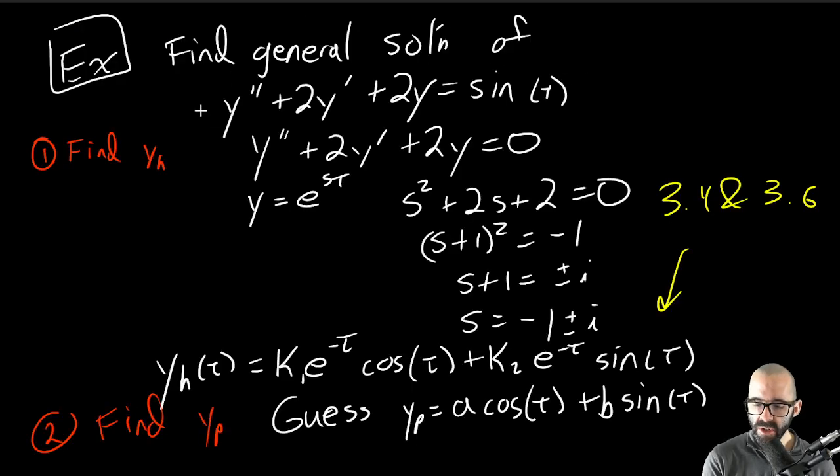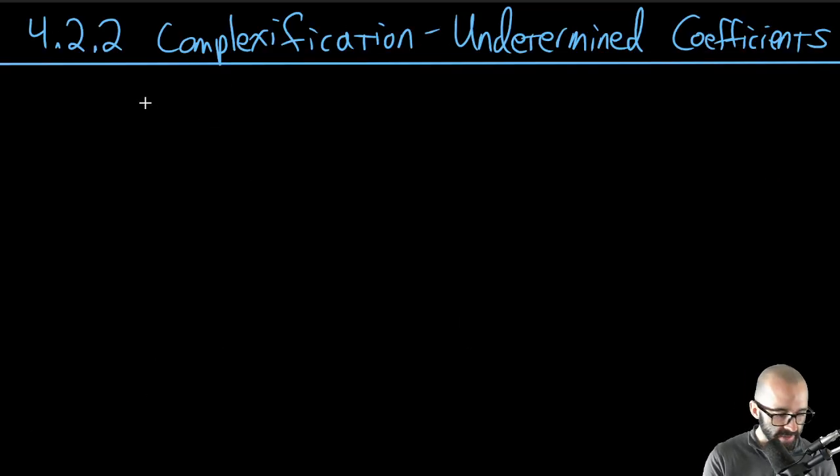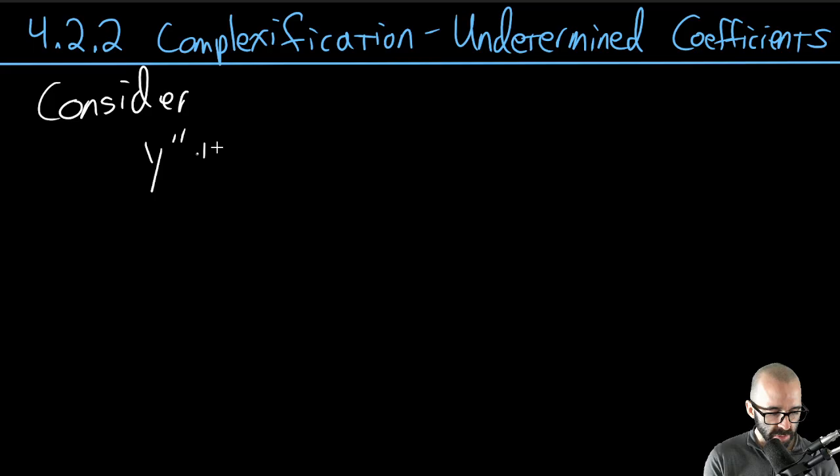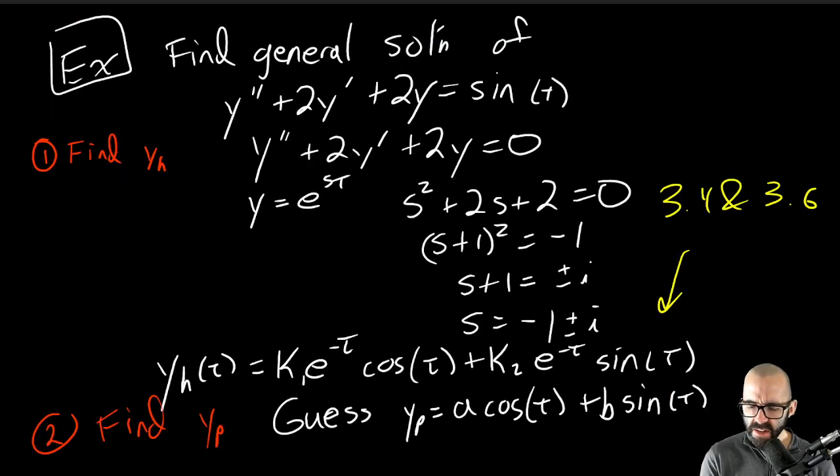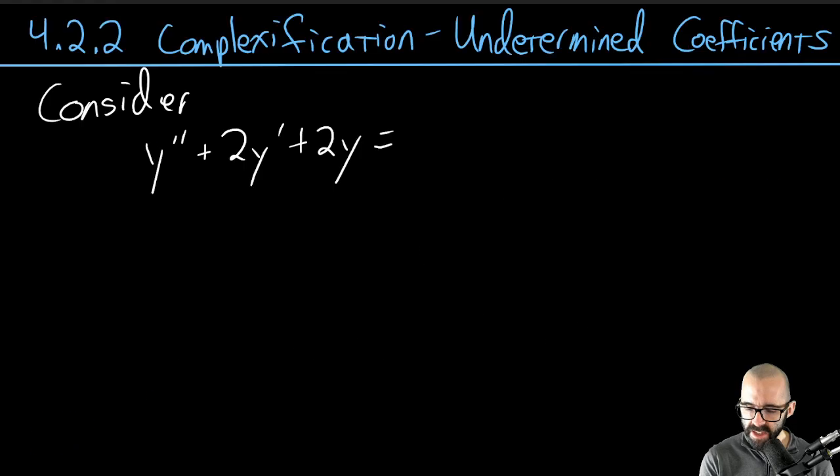So here's our differential equation. What if we look at the same left-hand side, y double prime plus 2y prime plus 2y, but instead of the right-hand side being sine of t, why not e to the it? Now notice, this is now a complex differential equation.